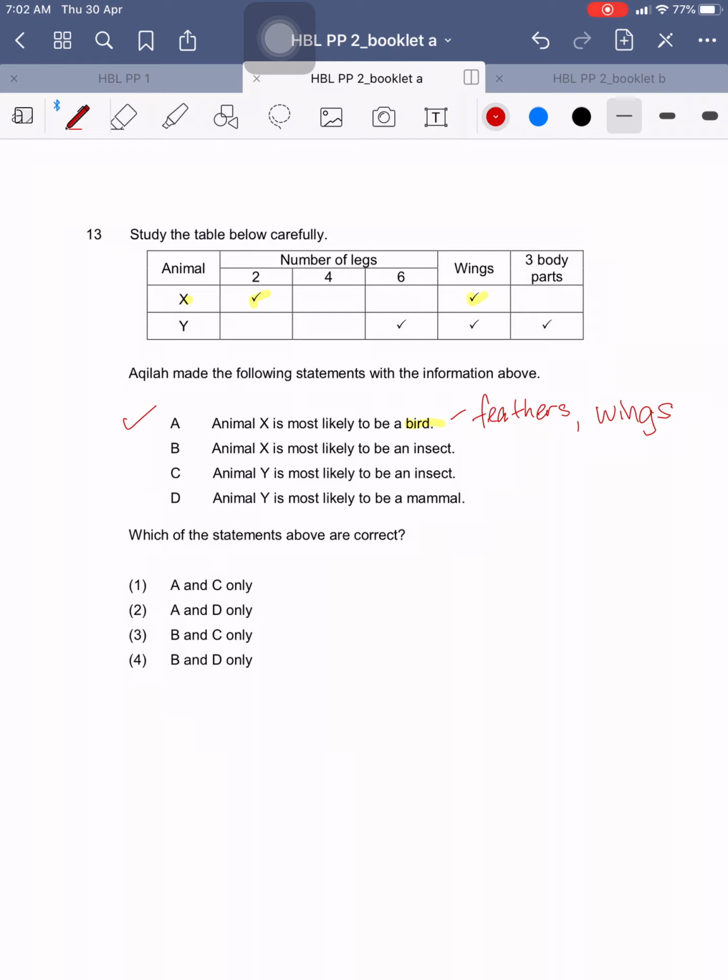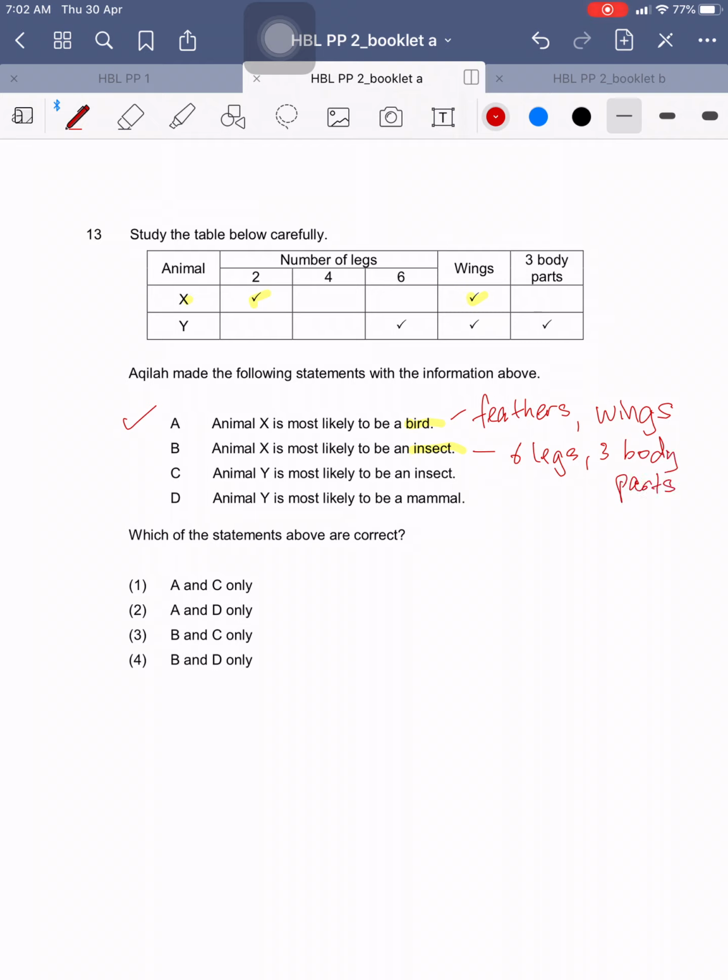Now looking at B, animal X is most likely to be an insect. Now we know that an insect must have 6 legs and 3 body parts.